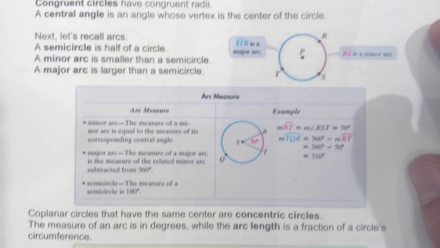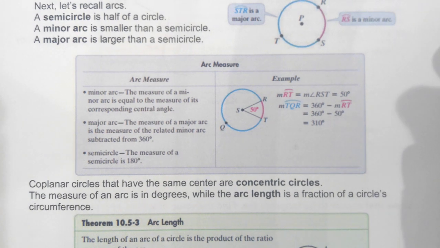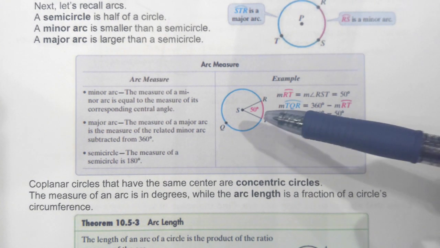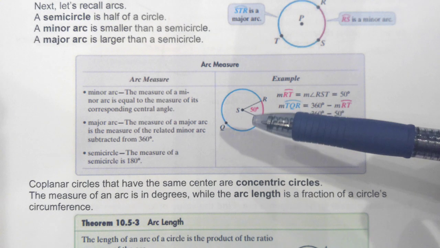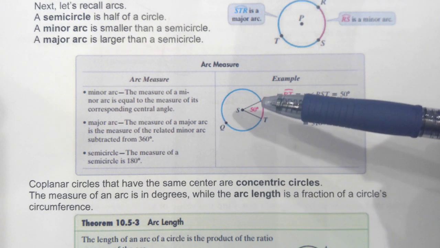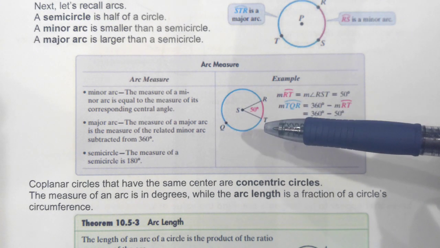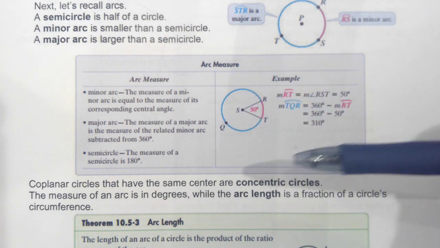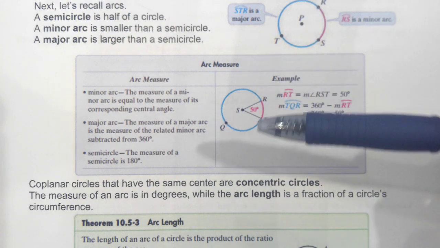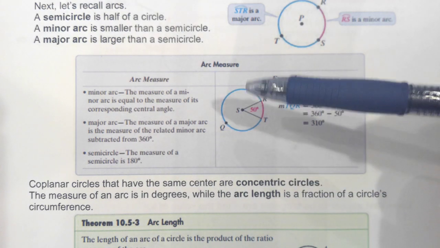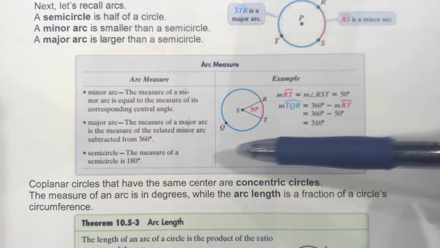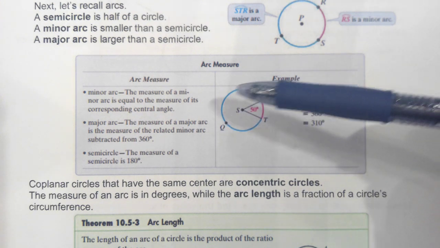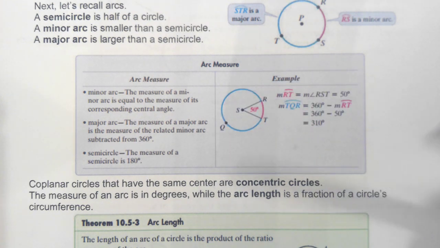Arc measure is another thing we talked about. Remember, the measure of an arc is the same as its central angle. So if a central angle is 50 degrees, the measure of its arc would also be 50 degrees. And if that's 50 degrees, the rest would be 310 degrees because all of the central angles add up to 360 in a circle. So that means arc TQR would have a measure of 310 degrees. And if it's a semicircle, it would have 180 degrees because it's half of the 360.